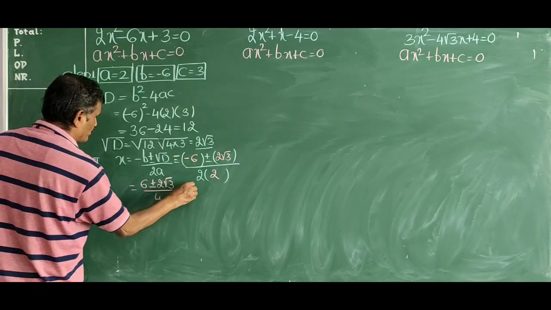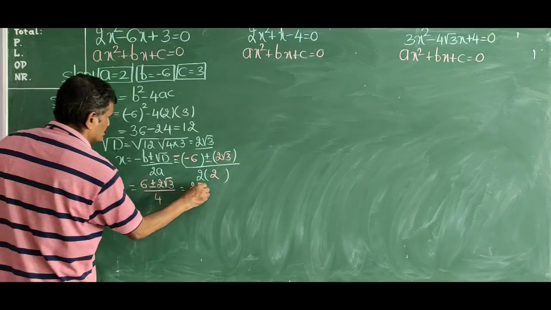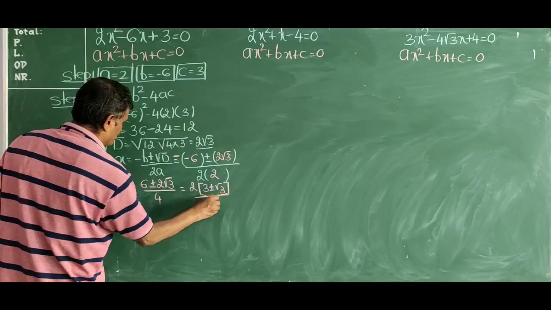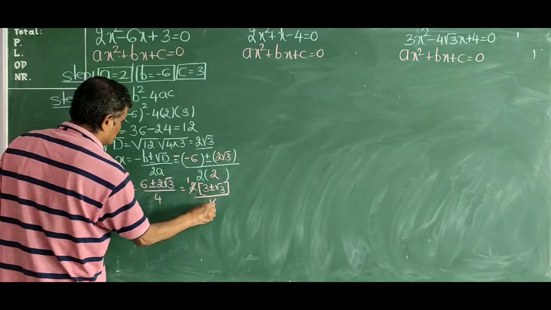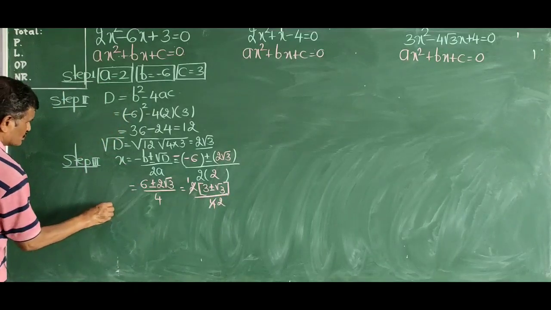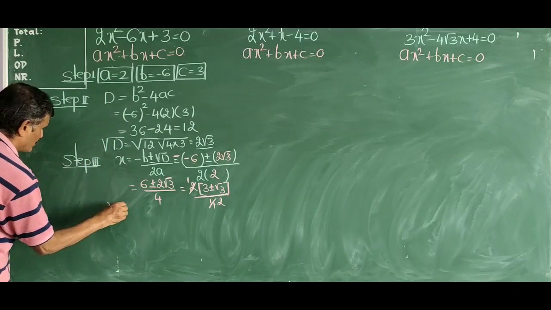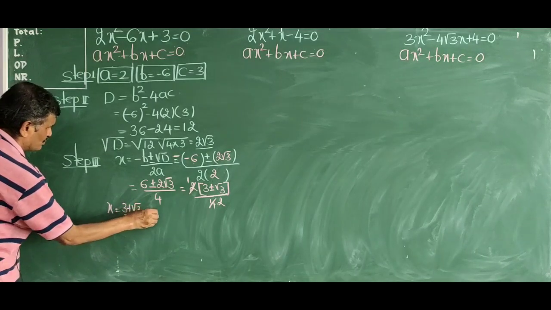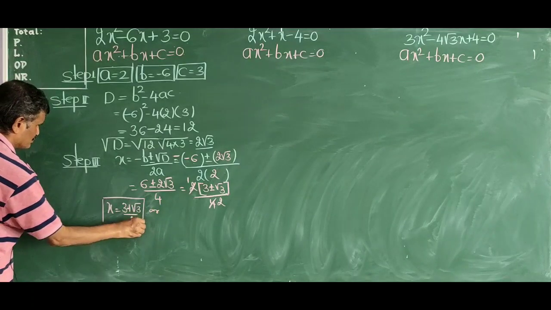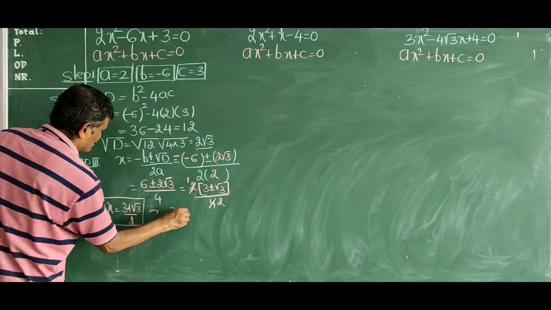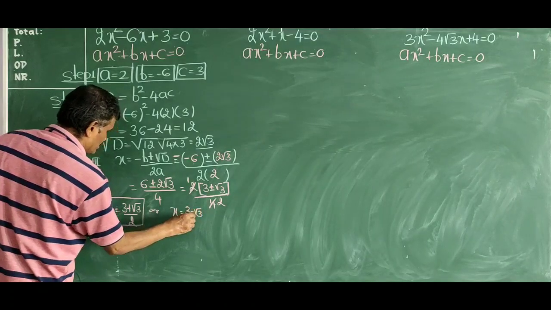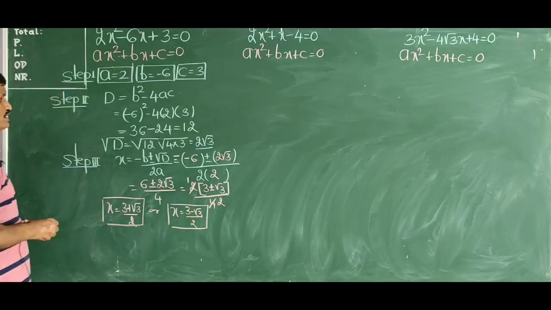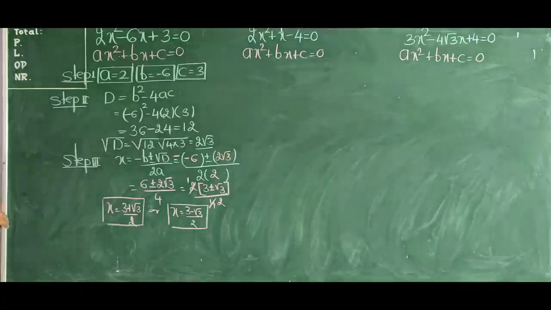So if I take 2 common here, what remains in the bracket is 3 plus or minus root 3 divided by 4. So 2 1s are 2, 2 2s are 4. So the value of x is 3 plus root 3 divided by 2, or x is equal to 3 minus root 3 divided by 2. So what I have done here is I have found the values or roots of x here.